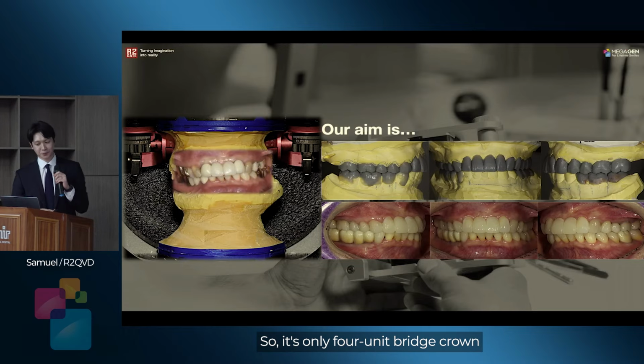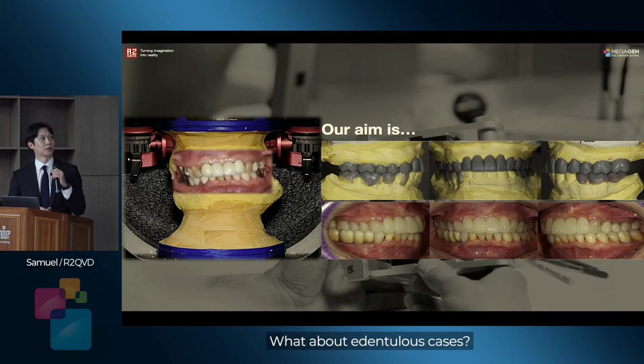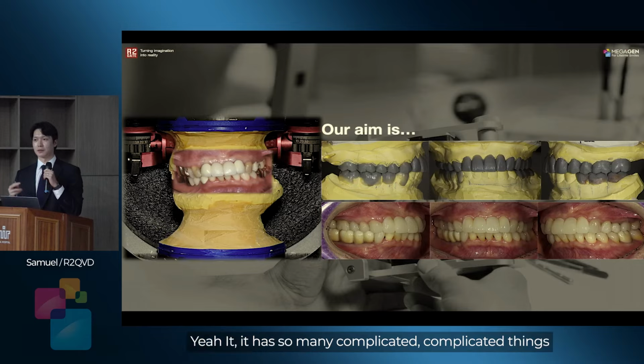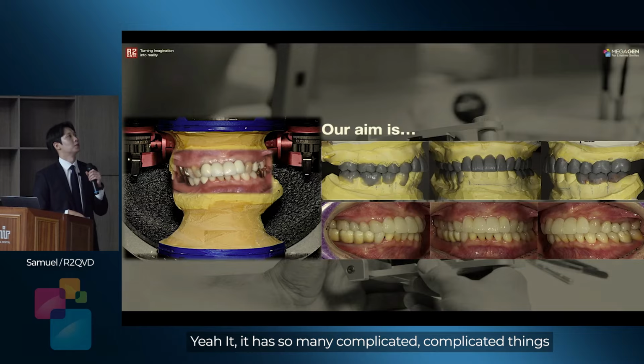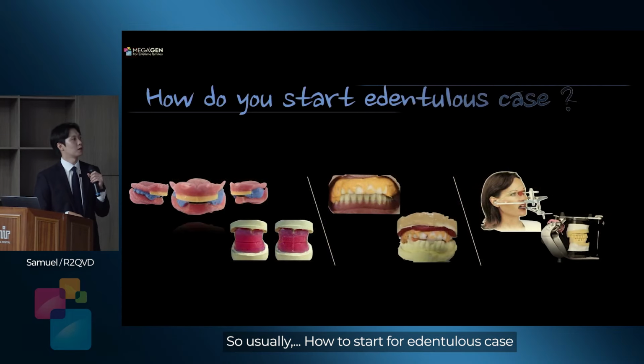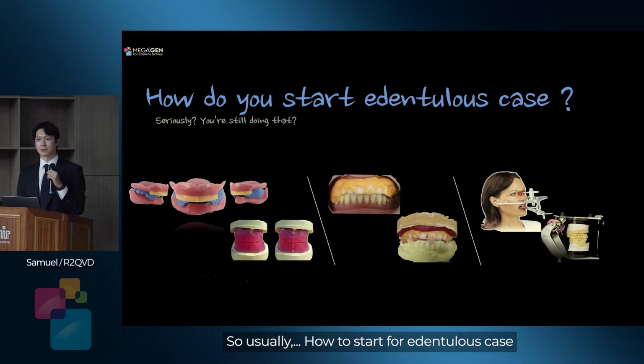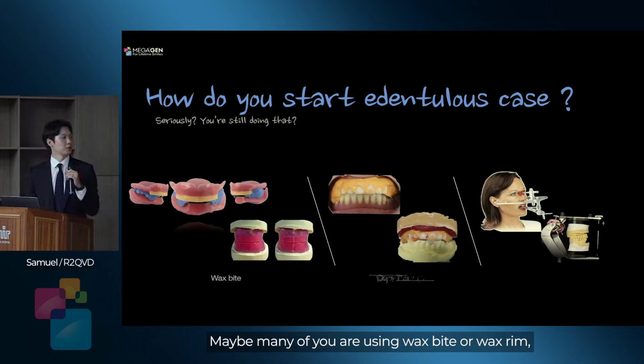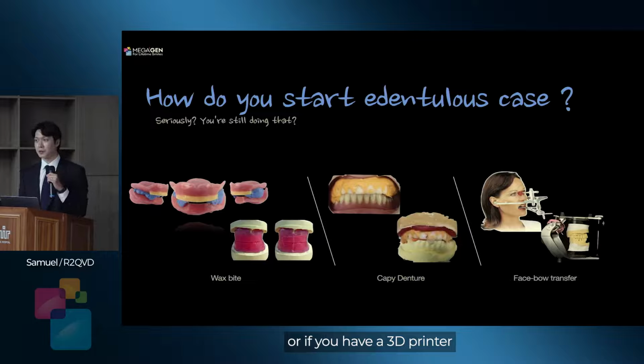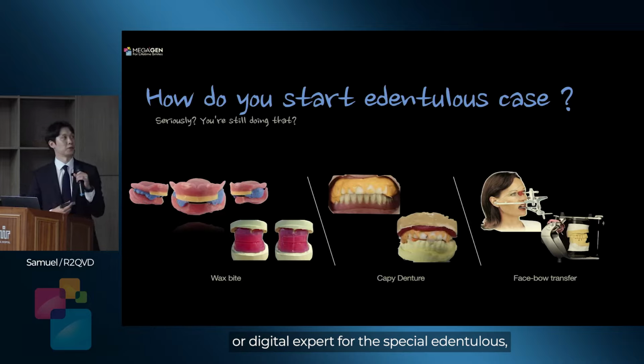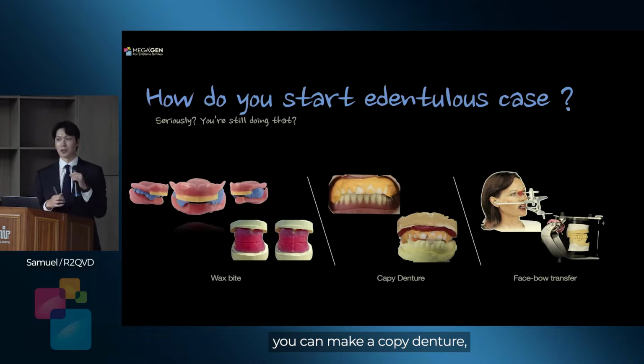It's only a 4 unit bridge crown. What about an edentulous case? It has so many complicated things. So usually, how do we start an edentulous case? Maybe many of you use the wax bite or wax frame, or if you have a 3D printer or digital workflow, especially for edentulous, you can make a copy denture, scan the denture and print it out.